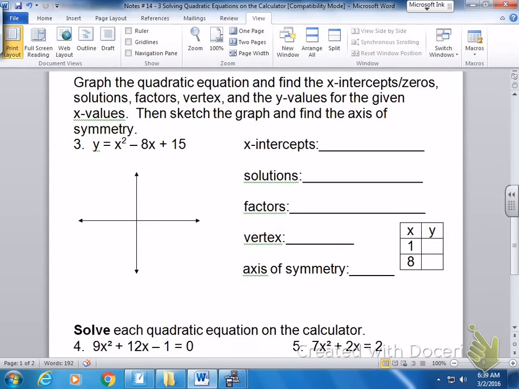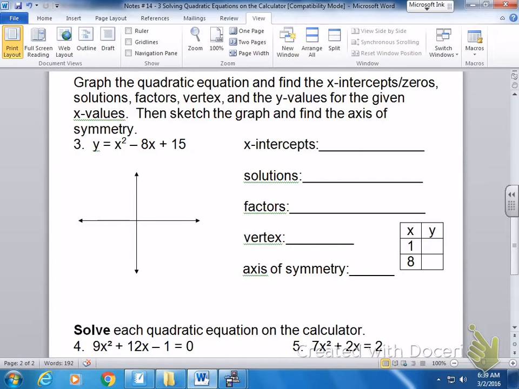Now, this is going to kind of pull together everything we did in the last 2 days. We're going to graph the quadratic. We're going to find its x-intercepts or the zeros like we just found them. We're going to find the solutions from those. We're going to find the factors. We're also going to find the vertex and the y values in the table. And then we're going to sketch it.